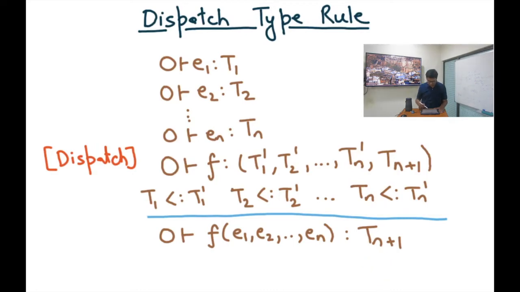Once again, I want to point out that if T1 is a subtype of T1 prime, then E1 can be used in place of the first formal argument, which has type T1 prime, and recall that E1 has type T1. And notice that the return type is just Tn plus 1, so there is no primed version of the return type, because there is no meaning of primed version in this particular setting.